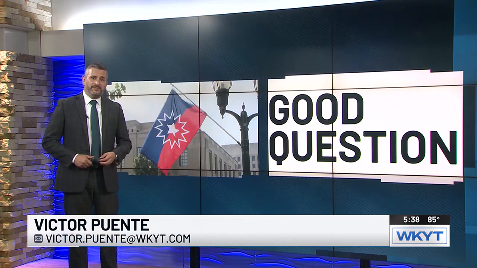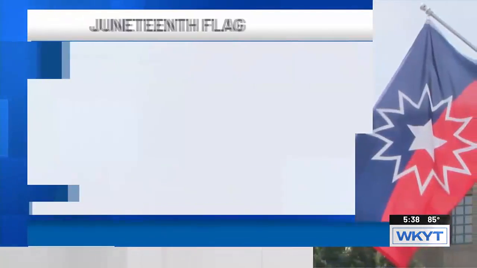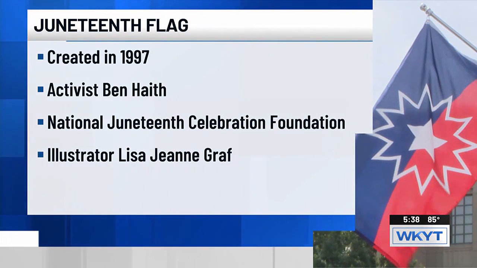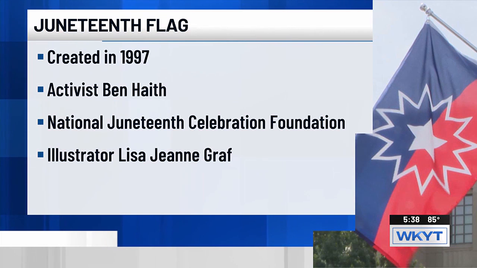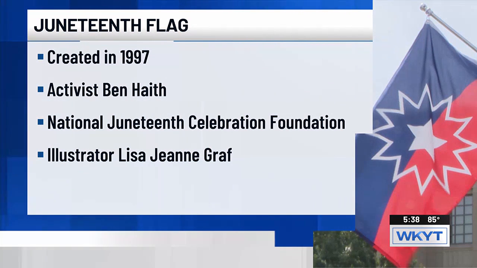Well, that flag flying through downtown Lexington is the Juneteenth flag. It's full of symbols meant to represent the holiday. The flag was created in 1997 by activist Ben Haith. He's the founder of the National Juneteenth Celebration Foundation. Illustrator Lisa Jean Graff also worked on it, and Haith gave CNN a breakdown of what the symbols on it mean.